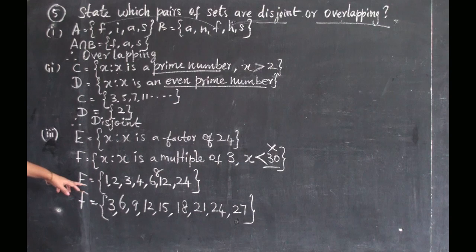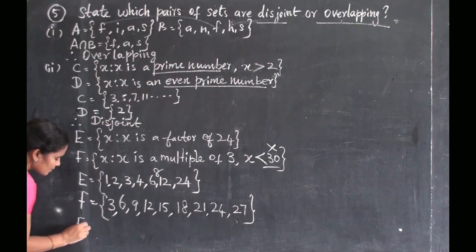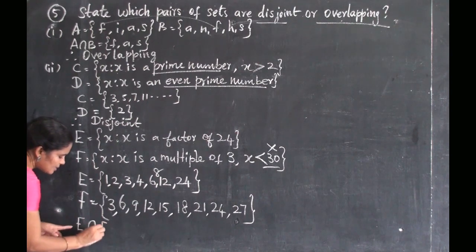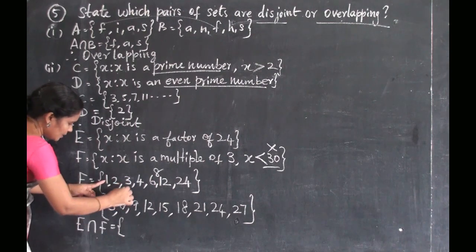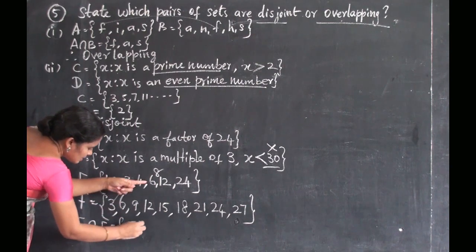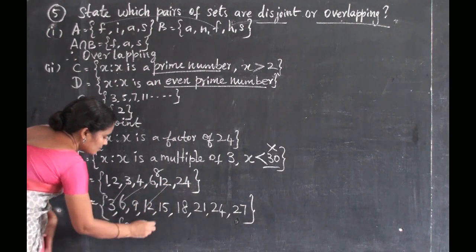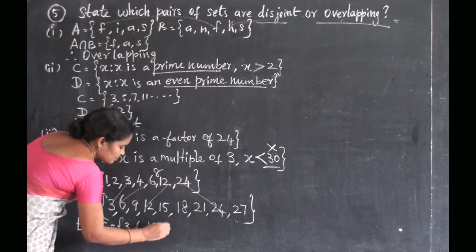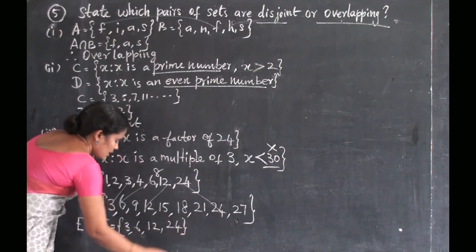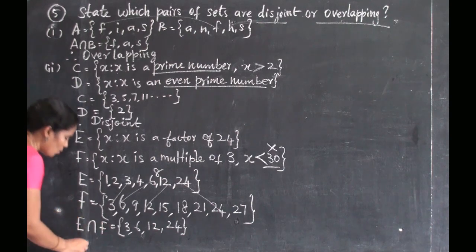Now let us check whether we have common elements in both E and F. So E intersection F. What are the elements? We have 3, 6, 12 and 24. If we get any common elements between E and F, it is an overlapping set.